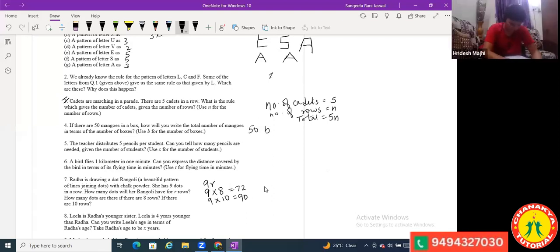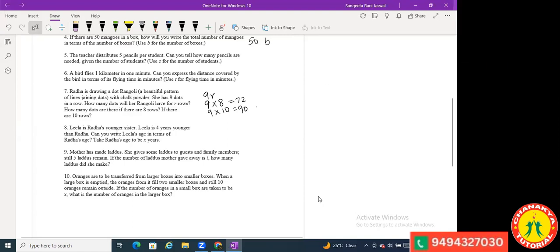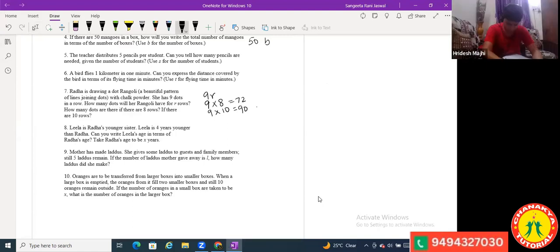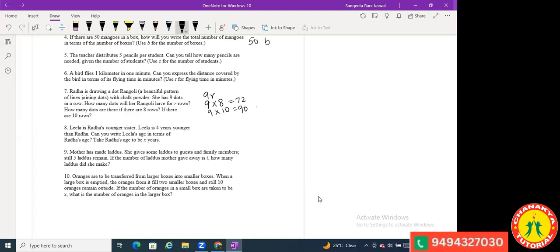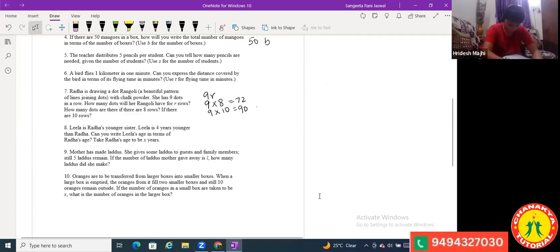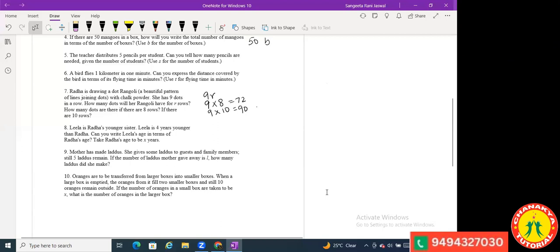Teacher, my statements with answers. Radha is drawing a rangoli. Each row contains 9 dots. There are R number of rows. Number of dots is equal to 9 into R, which is 9R. If there are 8 rows, 9 into 8, which is 72. Yes, good. Very nice. Good, beta.